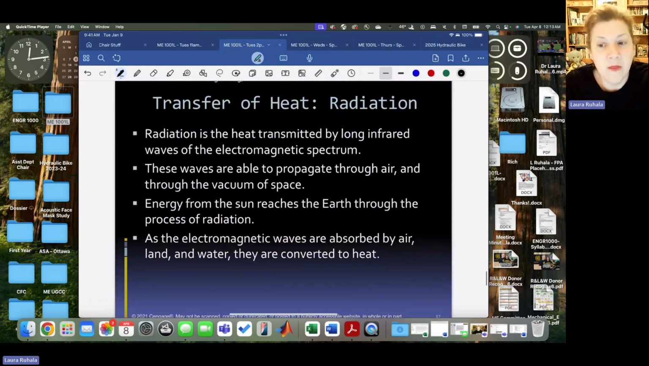Okay. And then thirdly, we have radiation. Radiation is the heat transmitted by long infrared waves of the electromagnetic spectrum. These waves can propagate through air and through the vacuum of space even. Energy from the sun reaches the earth through radiation. I think we all know, but that's what this means. As the electromagnetic waves are absorbed by air, land, and water, they are converted to heat through radiation.